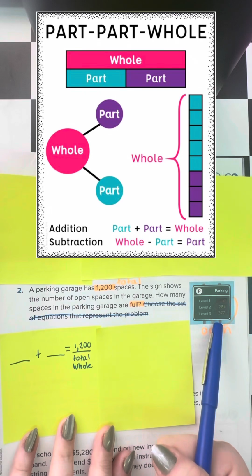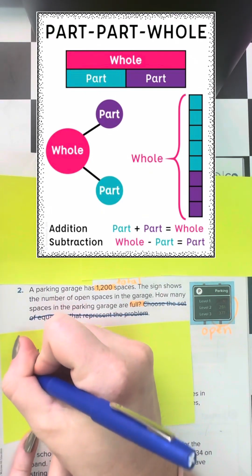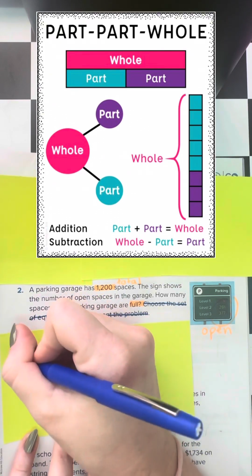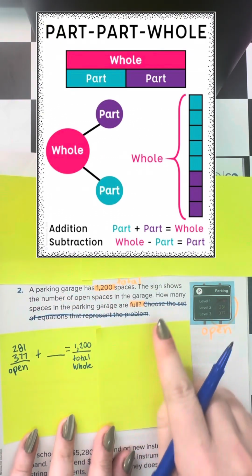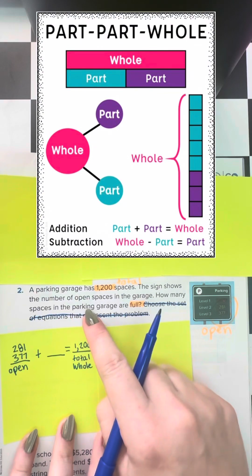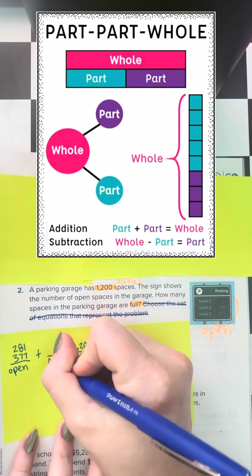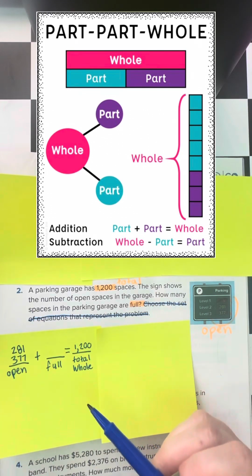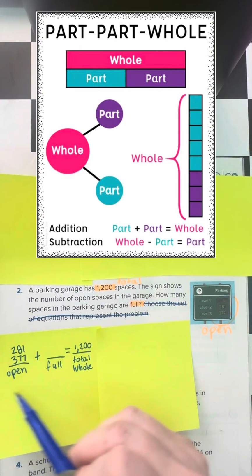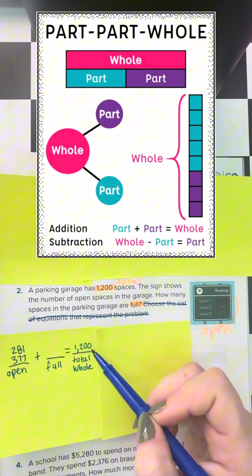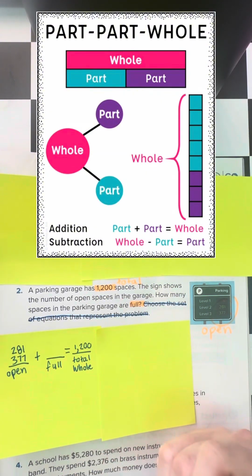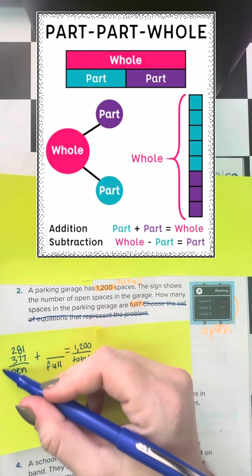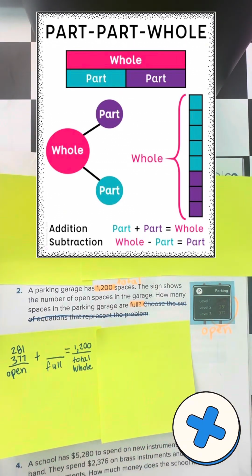So here is the number here, but there are two numbers. So I'm at least going to label that we know the number of open spaces, and that is 281 and 377. The question is then asking how many spaces in the parking garage are full. Well, then that is the missing number that I do not know. So I know eventually I'm going to have to subtract, because when I have part plus a part, I know I'm adding, but I don't have that part right now. So I would have to subtract the whole minus the part. But first, I need to find out how many are open altogether. And so if I need that together means I am adding.